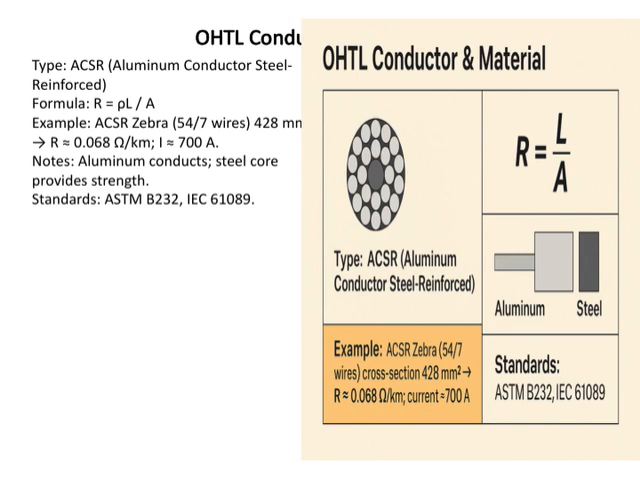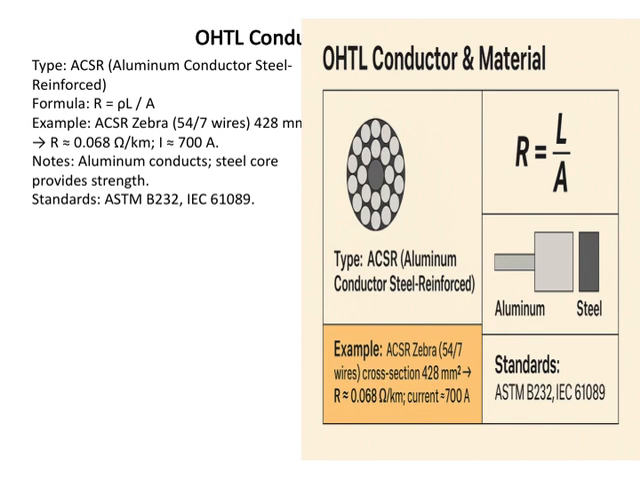Now, when we talk about resistance, we use the formula R equals rho times L divided by A here. R is resistance, rho is the resistivity of the material, L is the length of the conductor, and A is the cross-sectional area. This relationship helps us understand how the material properties and dimensions affect electrical resistance.